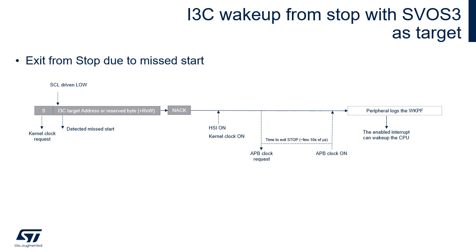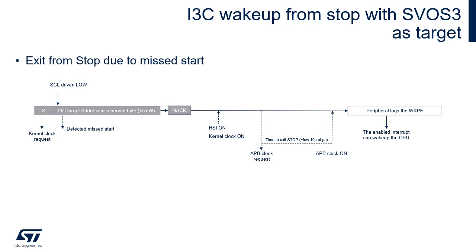There's an additional delay if the selected oscillator source for the system and APB clocks is not the same as the one driving the I3C kernel clock. If so, the system enables the source oscillator of the system clock, which gets ready after a few microseconds. Seventh step, with the APB clock running, the missed start flag, WKPF, of the I3C_EVR register is raised.